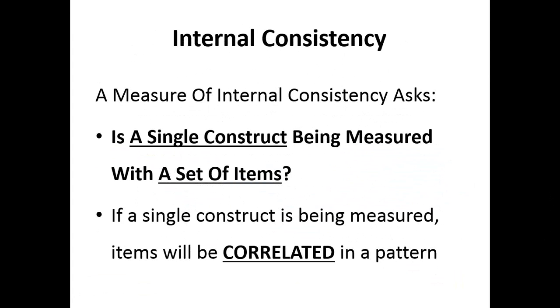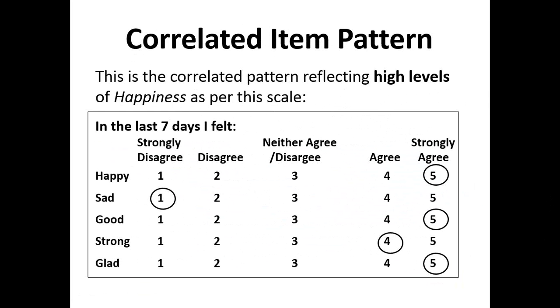Basically, internal consistency is asking, is a single construct being measured by a set of items, right? Like our happiness scale. If we have several items, are they all combining to measure happiness? Or do some measure happiness and some don't? That's what we're examining. If a single construct like happiness is being measured, the items will be correlated in a pattern. And the pattern will look like this.